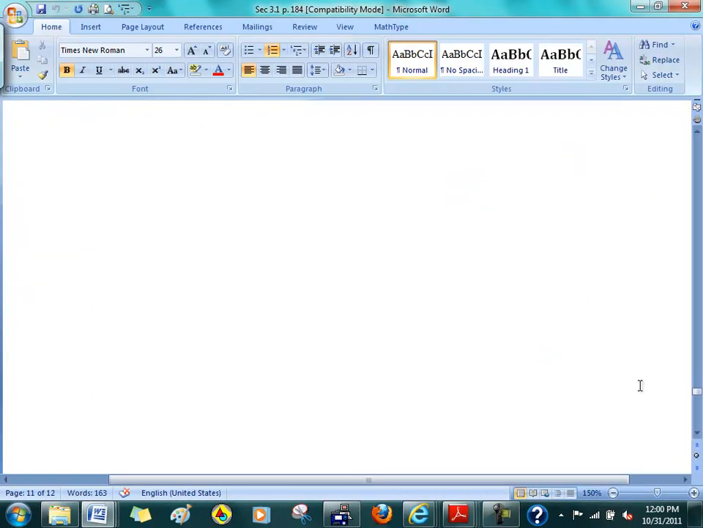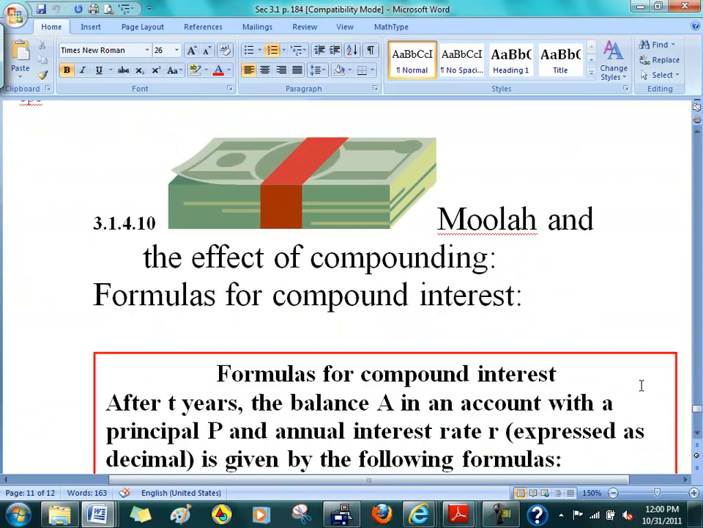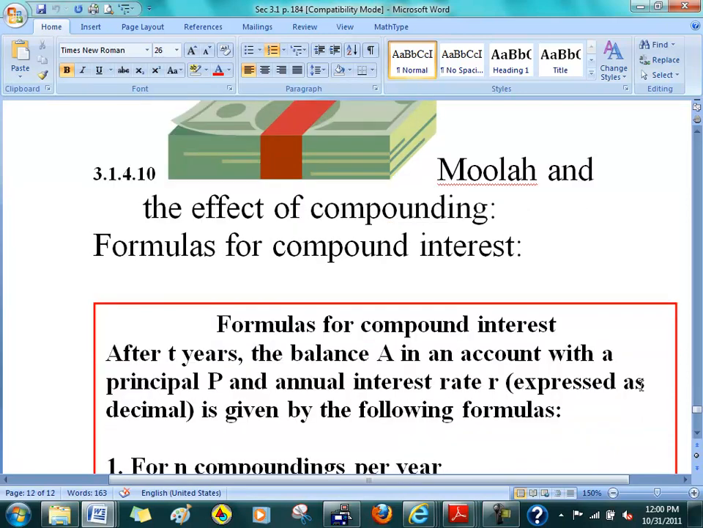Next one. This one will get your attention because you see money. Okay, so you will get this down so I can start explaining this to you.